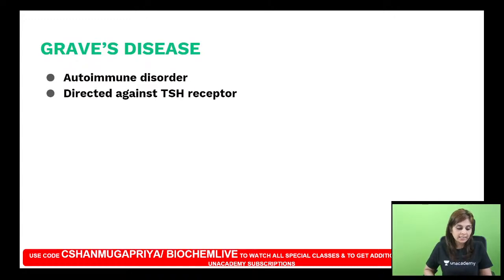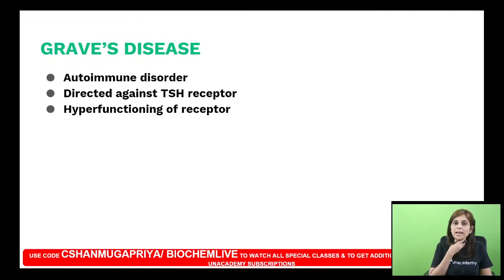The effect of these autoantibodies binding onto these TSH receptors is that these TSH receptors are made hyperfunctioning. So tell me what will happen when on the thyroid gland TSH receptors are working more. Thyroid gland will undergo hyperplasia, and thyroid gland hyperplasia will cause goiter. That is why, do you remember the image showed goiter?